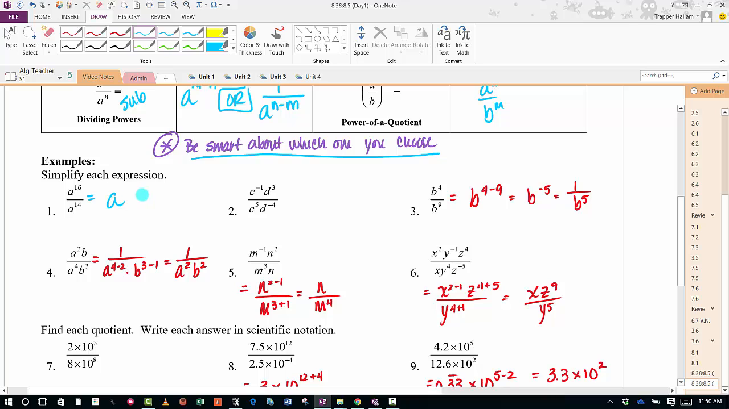We end up under the same base, and then we subtract the exponents of 16 minus 14, which is going to give me A to the second. Okay, just on the other side of things, here's your OR, just so you can see it. If we subtract it the other way, it would look like this.